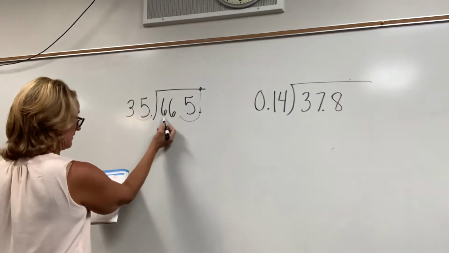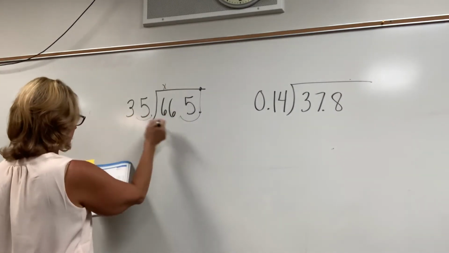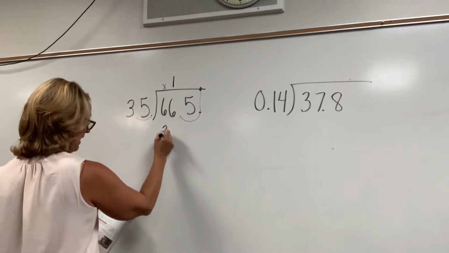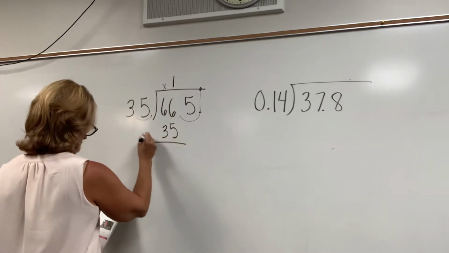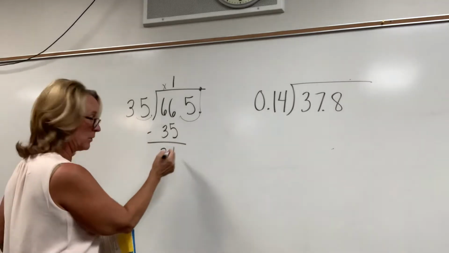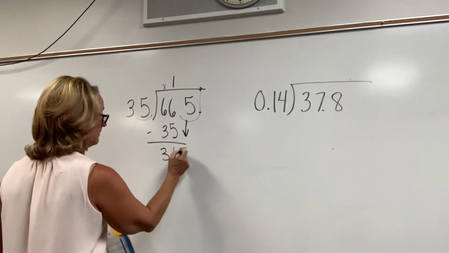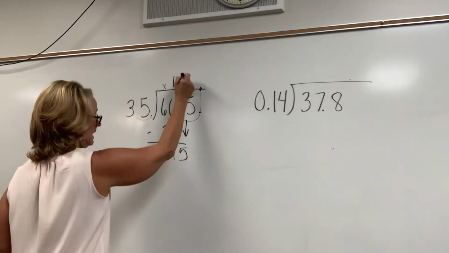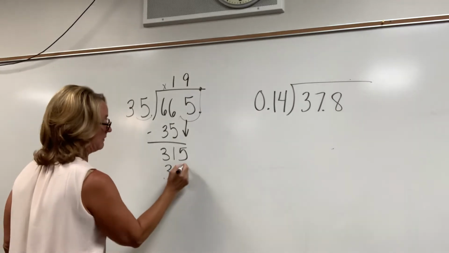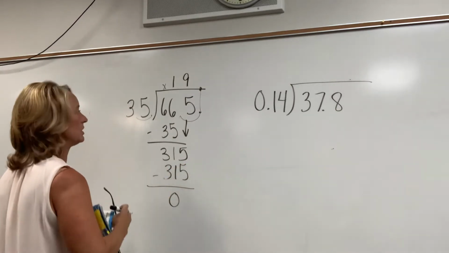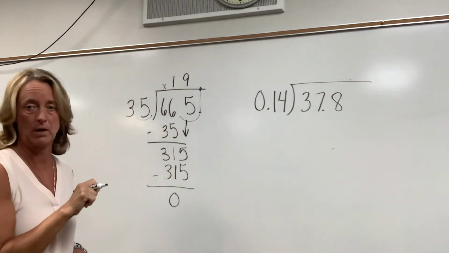So we know that 35 does not go into 6, but it goes into 66 one time. For 35, you subtract and get 31. You know that 35 does not go into 31, so you want to bring your 5 down. 35 goes into 315 9 times. For 315, you subtract and you have no remainder. So your quotient is 19, okay?